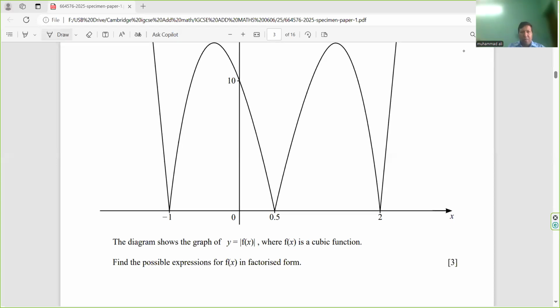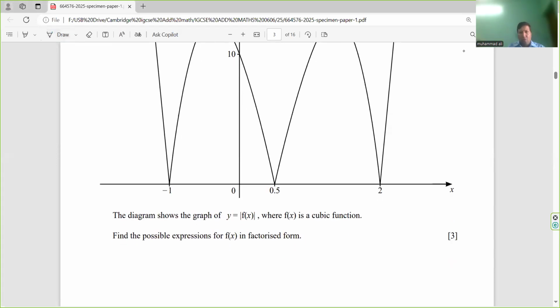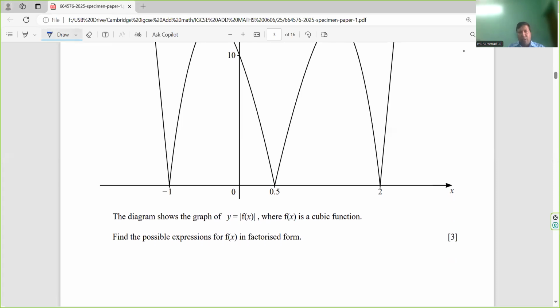The roots are -1, 0.5, and 2. On the y-axis, the curve passes through 10. So the possible expression for f(x) will be plus or minus, here it will be x plus 1, because if it is x plus 1, the root will be -1. As it is 0.5, it will be 2x minus 1. When it is plus, it will be minus. And as it is 2, so x minus 2.